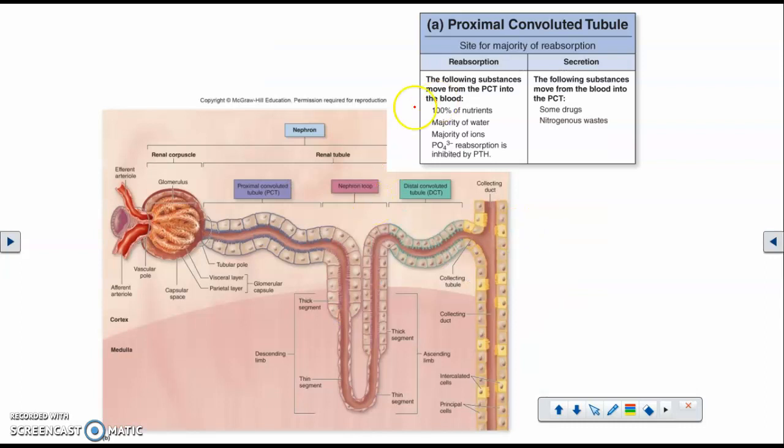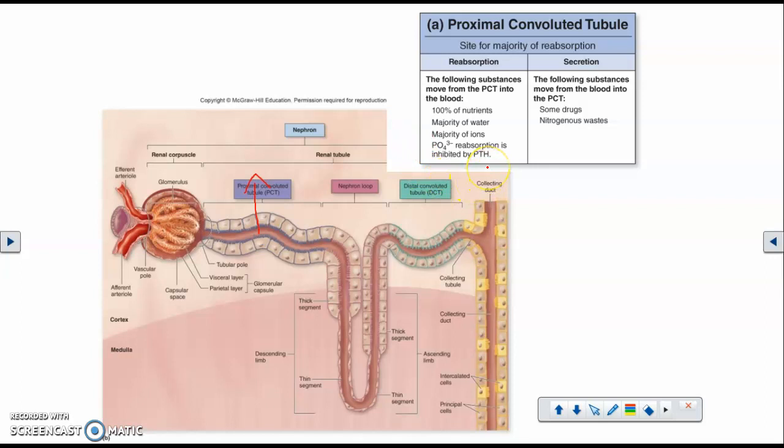Okay, so what happens next? Obviously, things that exited into the capsular space then make it into the proximal convoluted tubule. And a lot of those things that exit into the proximal convoluted tubule from the filtration process actually get reabsorbed back into the peritubular capillaries, as you can see here.